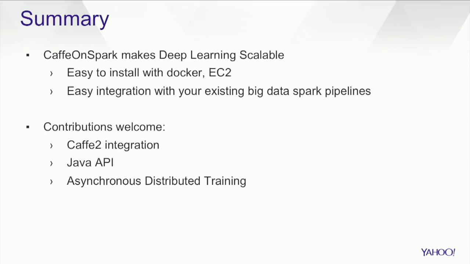And we welcome contributions because we are planning to actually get into some advanced features like Caffe2 integration. So Caffe2 was recently released, and we would like CaffeOnSpark to be around Caffe2. And we will just get started on that work. Java APIs is something which the community wants, and they have actually raised so many Jiras around the same. If you want, you can contribute to that.